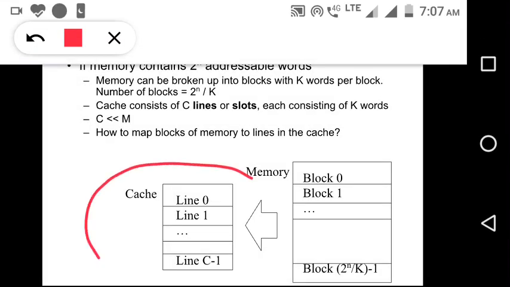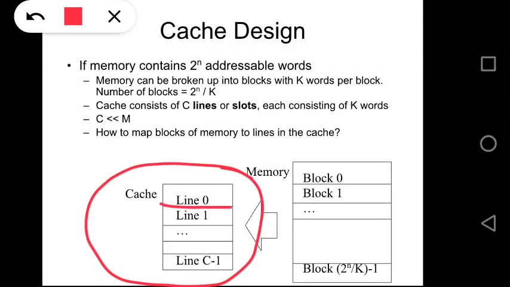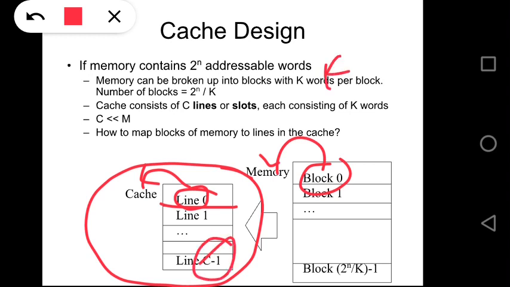The picture, this is the cache memory. It is called a line in cache and a block in memory. Both contain the same number of words, that is k words. Line 0 to line C minus 1 because we have C slots.